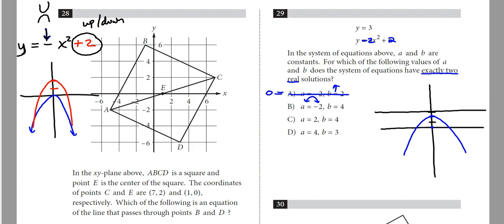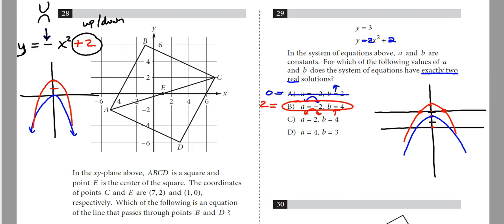So let's go down to the next choice. Let's go down here to b. A is -2, so again it's going to open down. But now we're going to go up 4 units. So from here we're going to go up 1, 2, 3, 4. We're going to open down. Hey, I think that's our guy right there. That is the correct answer because now I have 2 real solutions.